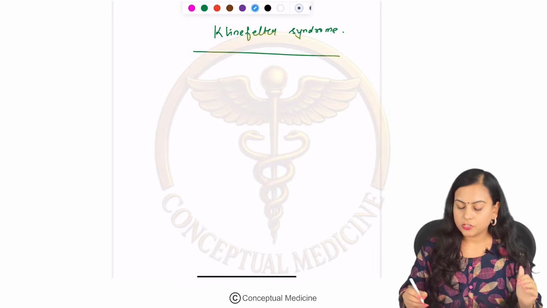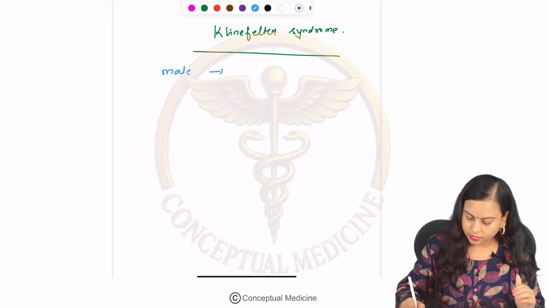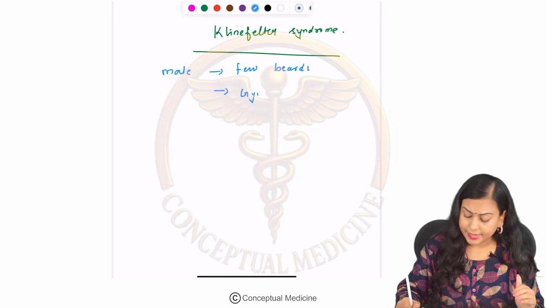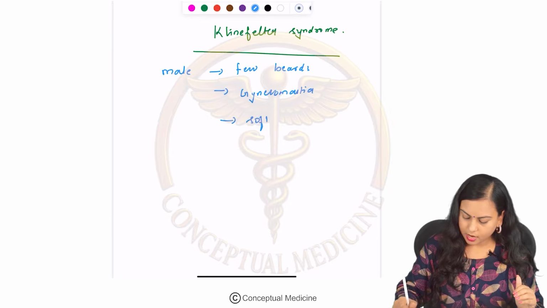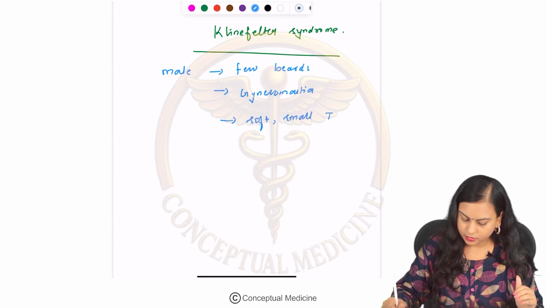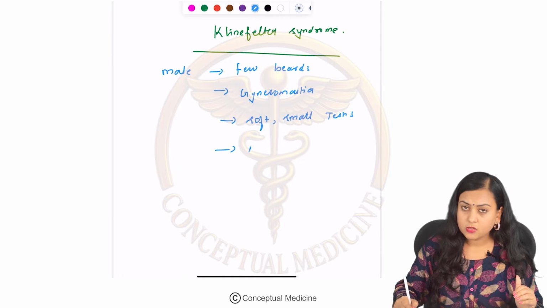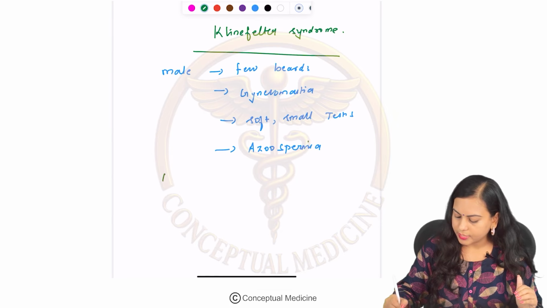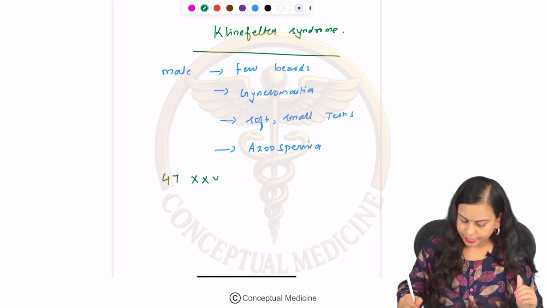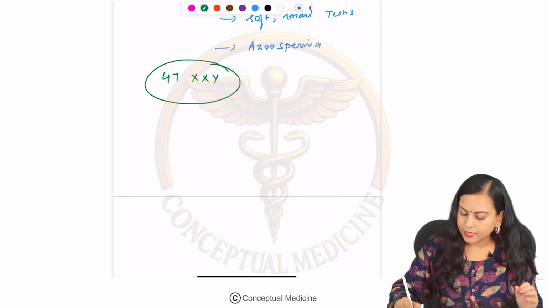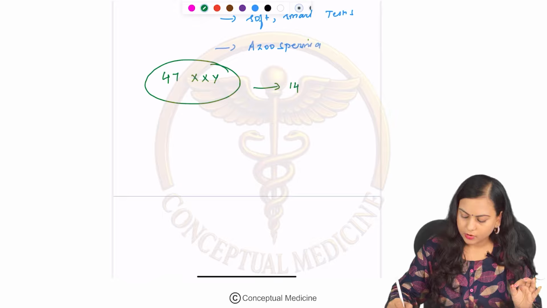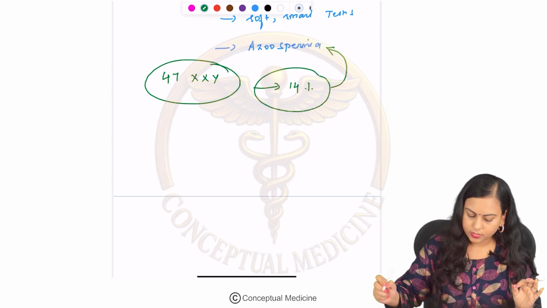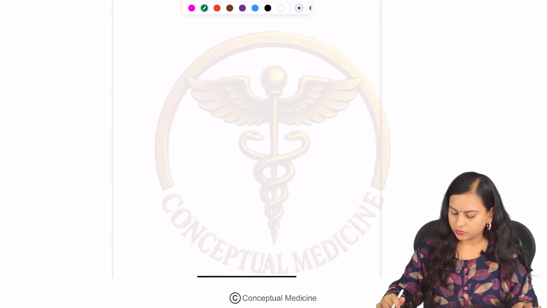So mostly these patients are males with few births. They will have gynecomastia, soft and small testes, and also azoospermia. The karyotype of these people is 47XXY. Okay, and Klinefelter syndrome alone constitutes about 14% of cases of azoospermia. Right? So this is important.